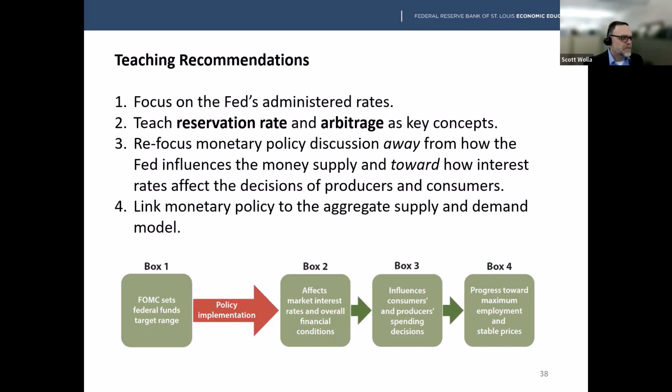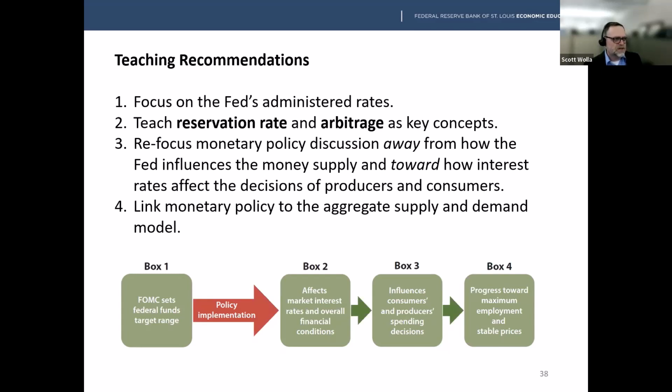And then we flow to box 2. That affects interest rates and overall financial conditions. So that higher federal funds rate would then transmit to other short-term and long-term interest rates in the economy. And that flows into box 3, which influences consumers' and producers' spending decisions. And box 4, that moves the economy towards maximum employment and price stability.